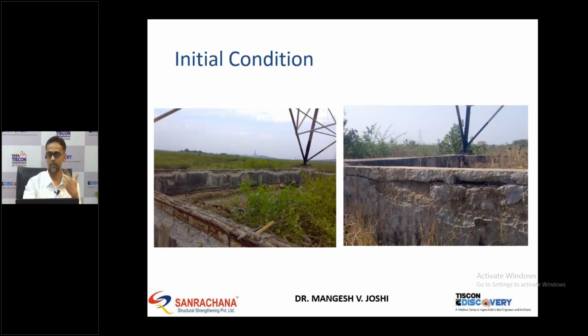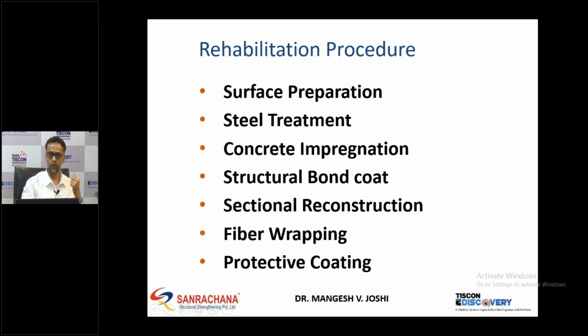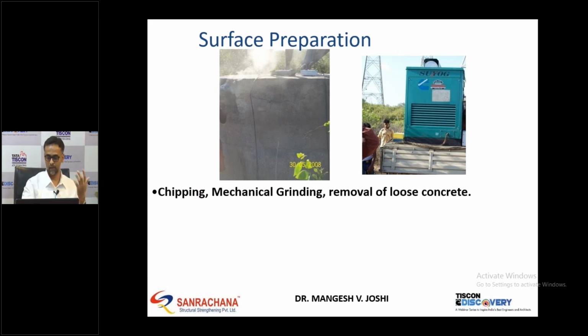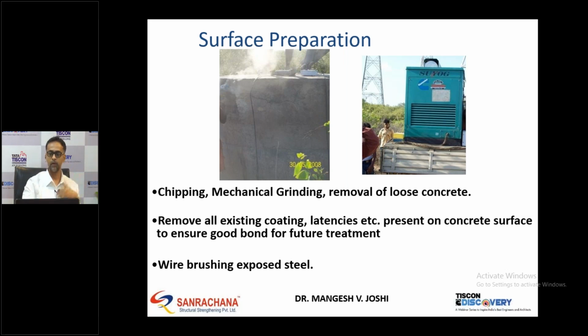You can see it's a marine structure, and these are basically transmission tower foundations traveling through a creek, and this type of damage was there. So this was the procedure: surface preparation, steel treatment, concrete impregnation, structural bond coat, section reconstruction, fiber wrapping, and protective coating. As I said, it's very important that we remove all the weak patches and clean the surfaces so that it can receive the further treatment.